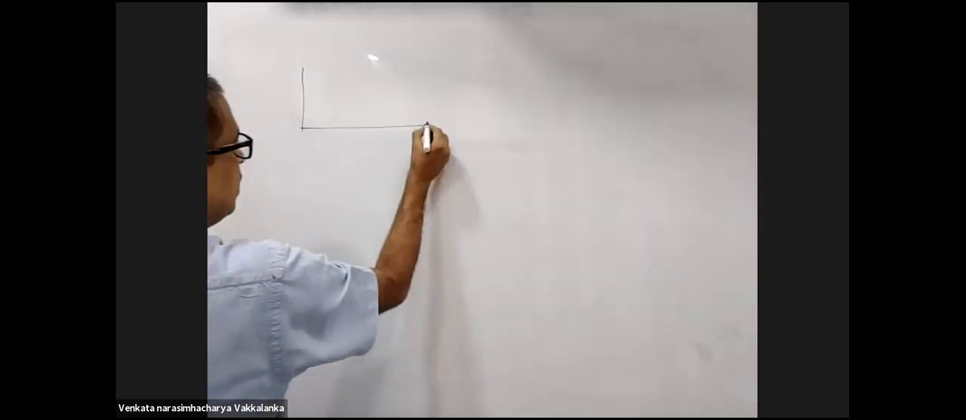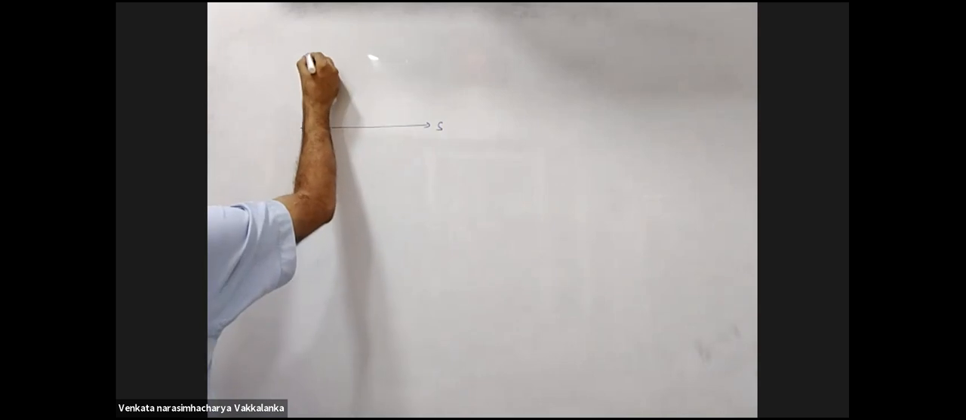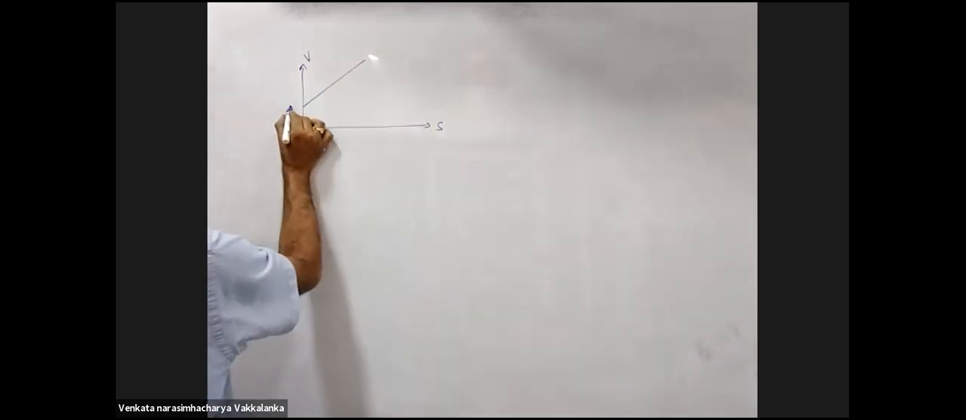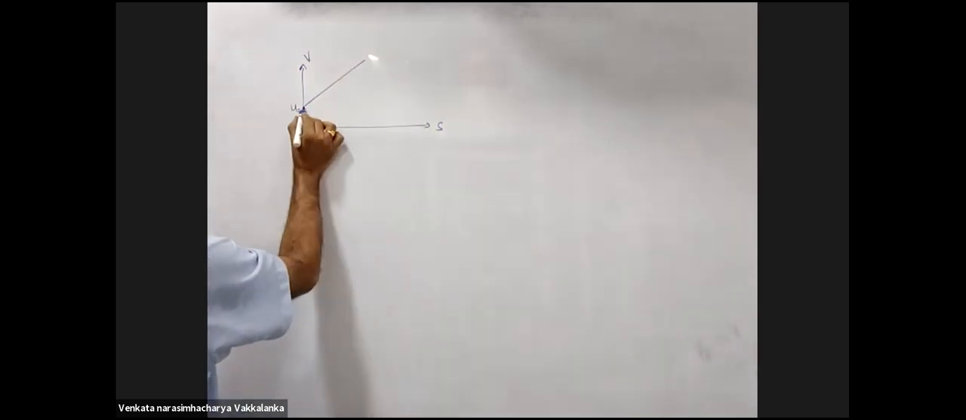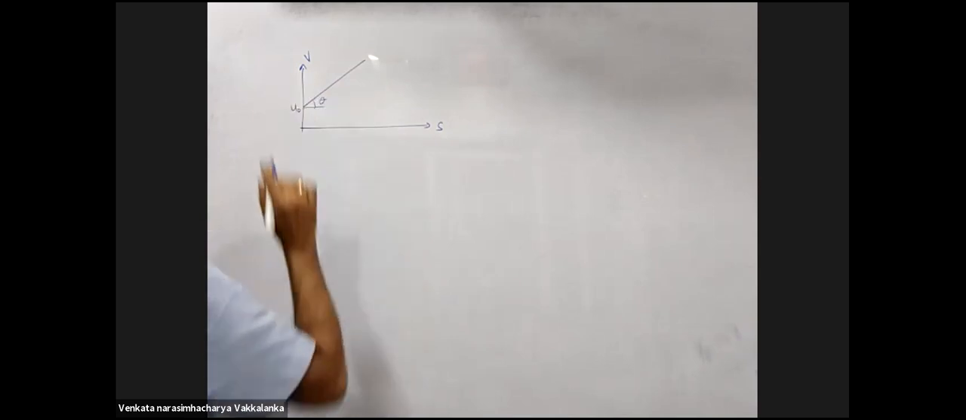Till now, for all the graphs, we have taken time on the x-axis. What if I take displacement on the x-axis? This is v and this is the graph. I call this u0 and this angle theta is given.